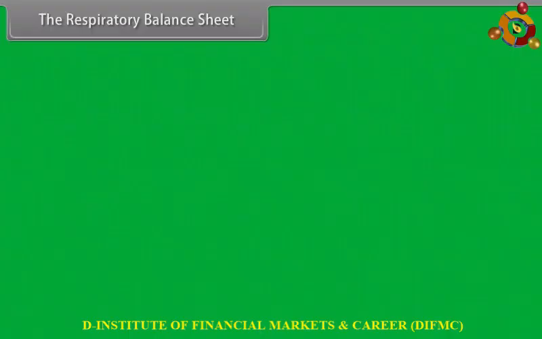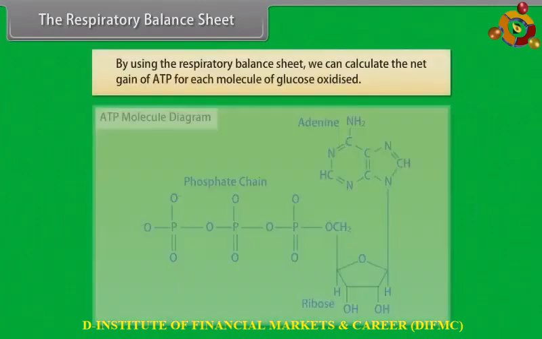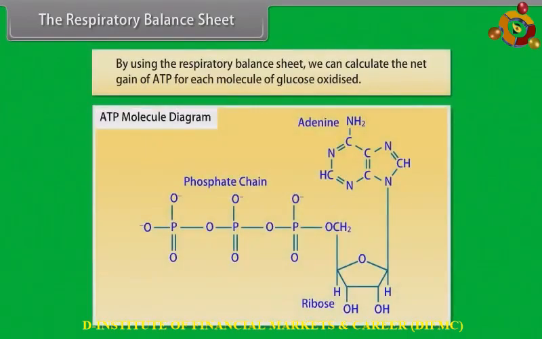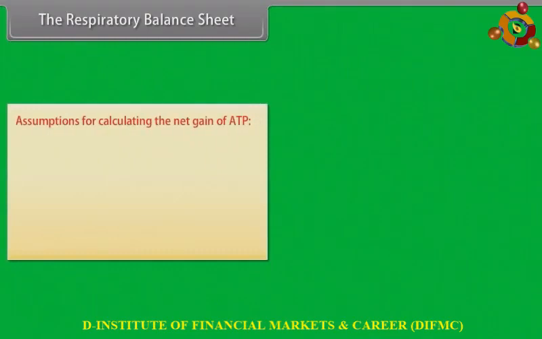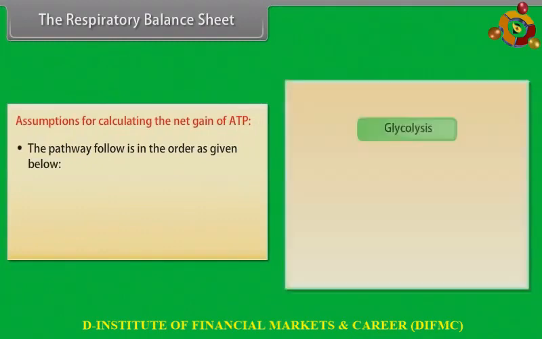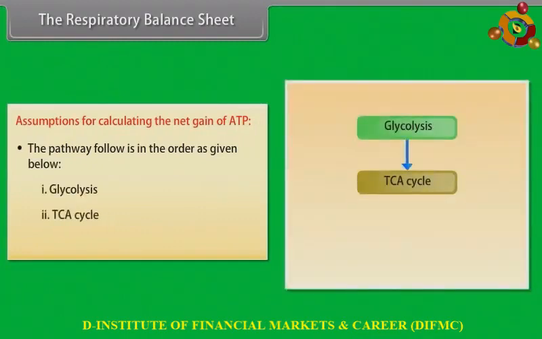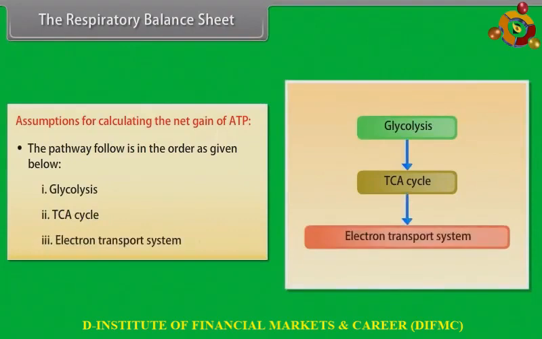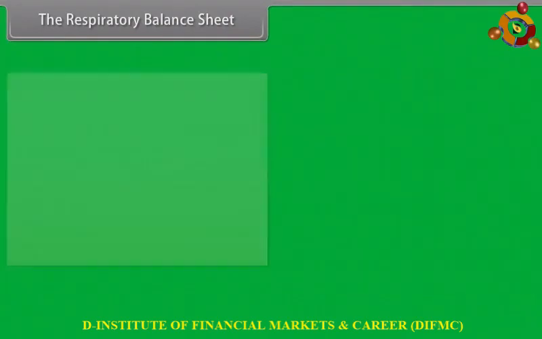The respiratory balance sheet. By using the respiratory balance sheet, we can calculate the net gain of ATP for each molecule of glucose oxidized. Assumptions for calculating the net gain of ATP. The pathway followed is in the order as given below: glycolysis, TCA cycle, and electron transport system.